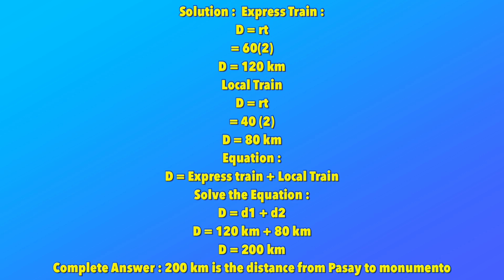So our equation is distance equals the express train plus the local train. Distance equals the distance of the express train first, and the second distance is the local train. So the distance covered by the express train is 120 kilometers, and for the local train is 80 kilometers. What we have to do is add. So the distance from Pasay to Monumento is 200 kilometers. Therefore our complete answer is 200 kilometers.